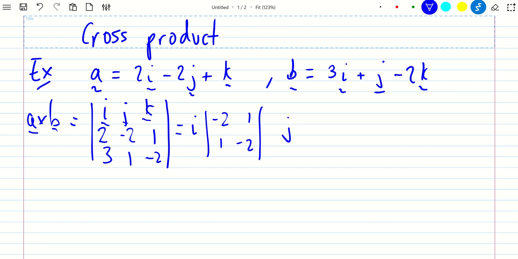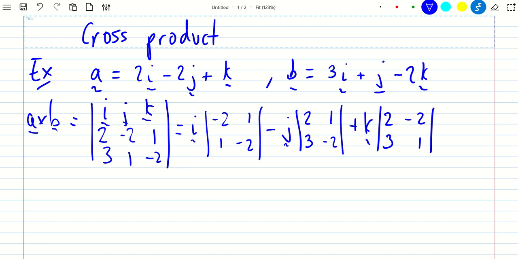Then we're going to have j, and it's going to be minus j. This is probably the bit you might miss if you're not careful, but the signs go positive, negative, positive across: i is positive, j is negative, k is positive. Again with j, if we delete the column and the row that it's in, what's left over? The 2, the 1, the 3, and the negative 2. So we've got 2, 1, 3, negative 2. And then plus k, what's left over with k? You're going to have 2, negative 2, 3, 1.